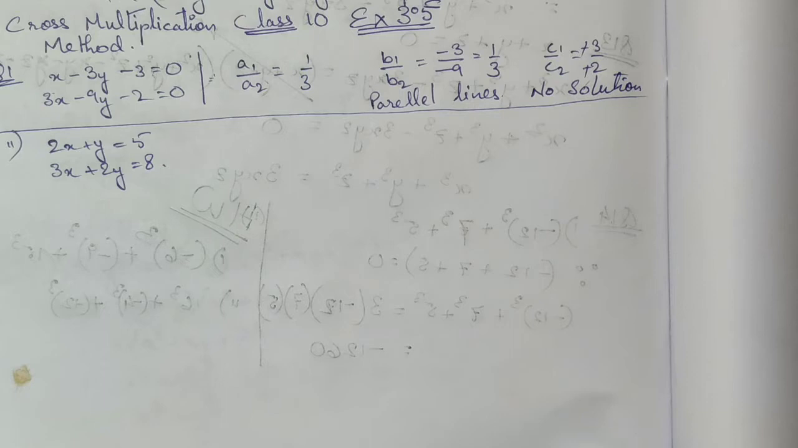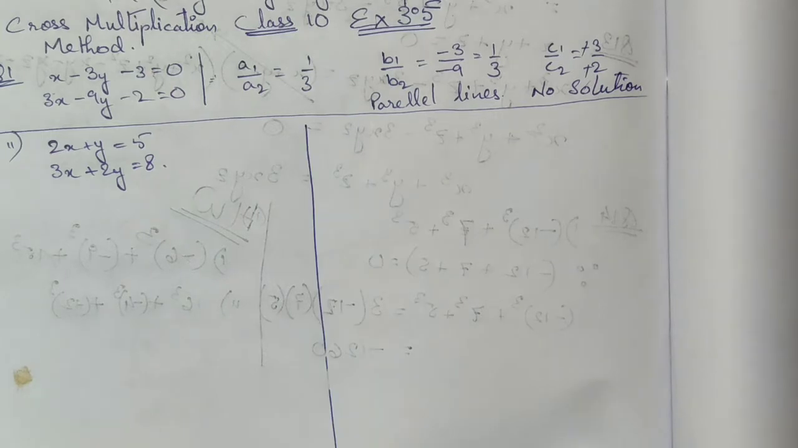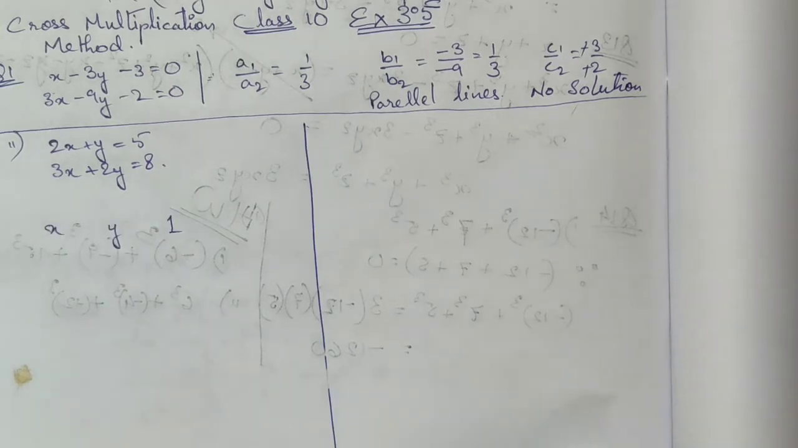Now you can check it clearly. It will have a single solution, that is a unique solution, because a1 by a2 is not equal to b1 by b2. Okay. So now we will proceed with the cross multiplication method. For that we will make this matrix. Okay, this is a matrix method actually.